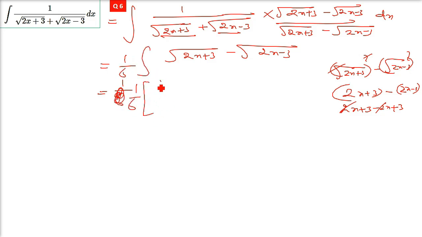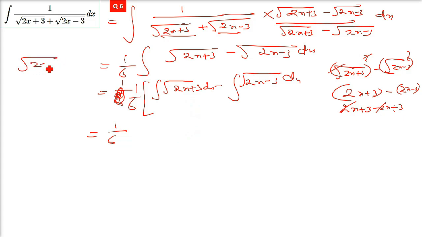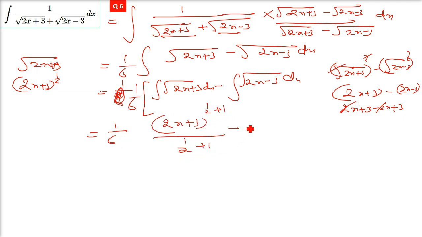Now we have to integrate this √(2x+3) and this integration of √(2x−3) separately. So it has dx in it. Okay. So we have 1 by 6 √(2x+3). This simply means (2x+3) to the power half. 2x − 3 is also like that, (2x−3) to the power half. So let me write the direct answer. You know already, (2x+3) to the power half plus 1, you know what formula I am using, half plus 1 in the denominator. Minus (2x−3) to the power half plus 1 divided by half plus 1. 2x − 3 also gives you (2x−3) to the power half plus 1 divided by half plus 1.